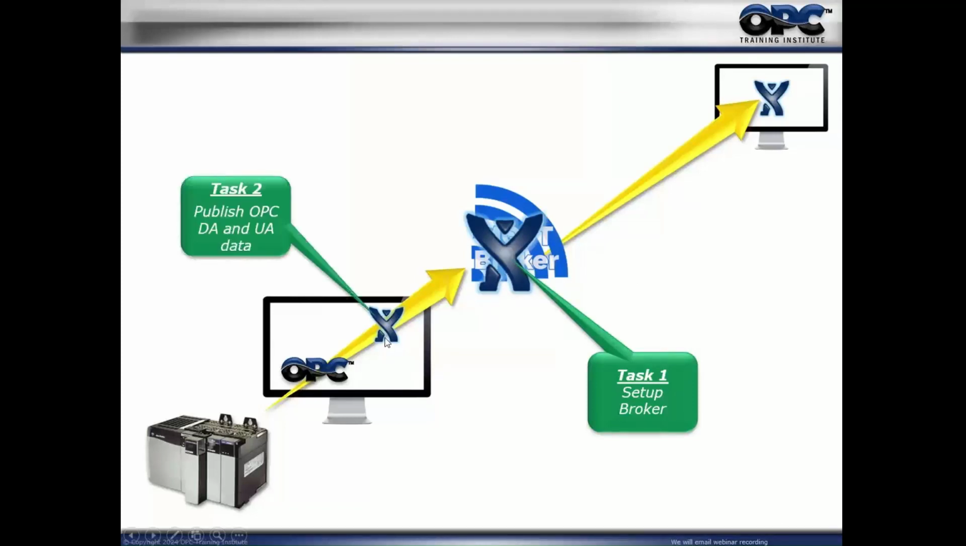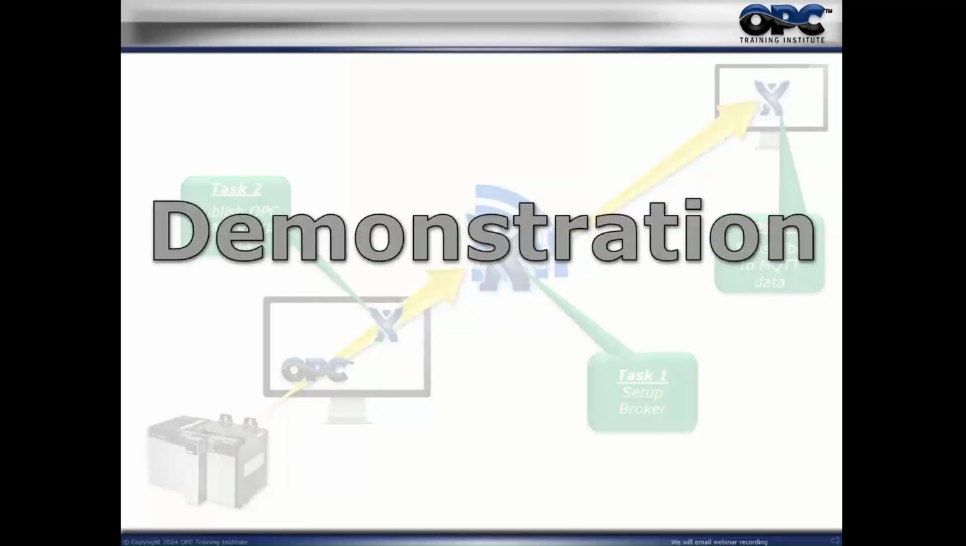And then we'll set up the publisher. So we'll acquire data, we'll gather data, and then we'll publish this data to the broker. And finally, we will set up the subscriber. So all this communication here is going to be via MQTT. So let's take a look at this.